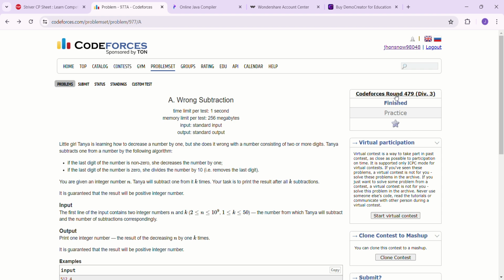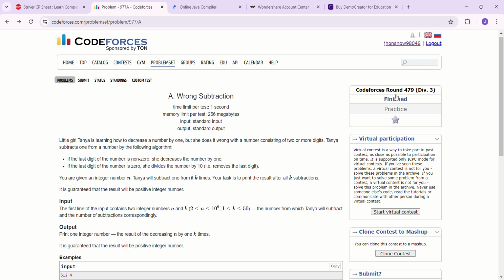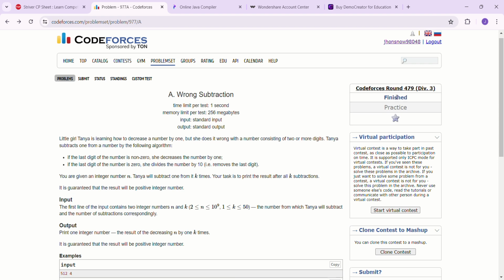If the last digit of the number is non-zero, she will subtract 1 from it. If the last digit of the number is 0, then she will divide the number by 10. She will literally be dividing the whole number by 10, the whole integer which is given by the question to us.